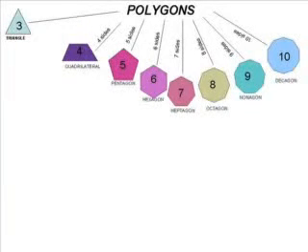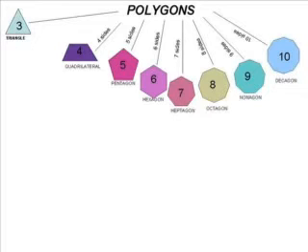A polygon is a closed plane figure made up of 3 or more line segments. Polygons are named according to the number of sides and angles they have. For instance, a triangle is a polygon made up of 3 sides and 3 angles. A pentagon is a polygon made up of 5 sides and 5 angles.